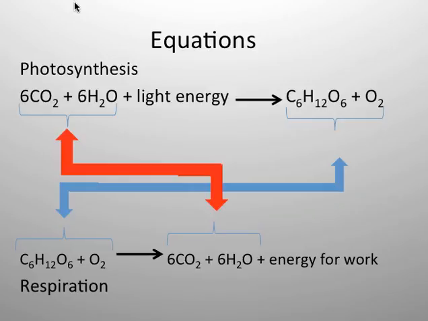Here are the equations for both photosynthesis and cellular respiration. Again, photosynthesis requires three reactants: carbon dioxide, water, and light. When those three things enter the photosynthesis reaction, it will give us glucose and oxygen. What's important to notice here is that the reactants of photosynthesis are the products of cellular respiration. So what photosynthesis needs is what the mitochondria will create during cellular respiration. And the products of photosynthesis, glucose and oxygen, become the reactants for cellular respiration. So respiration needs glucose and oxygen in order to perform its work.